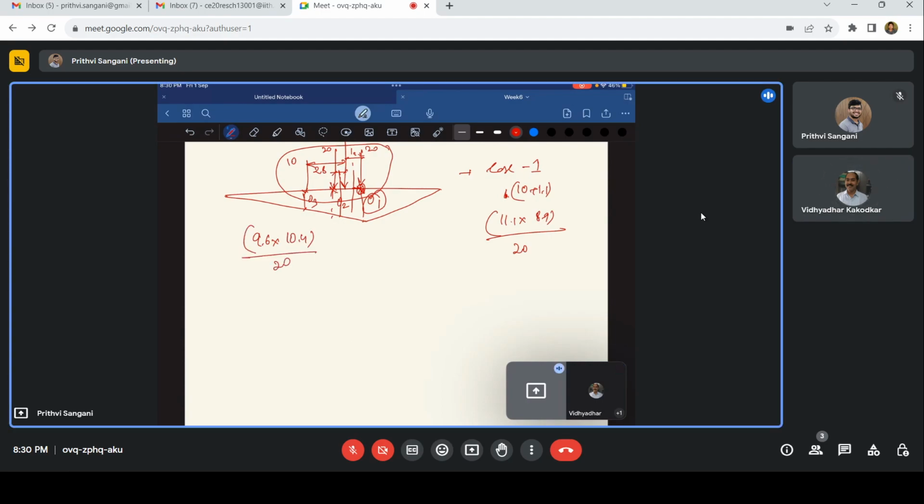So which one is greater? Obviously, I think 9.6 times 10.4 is 99.84. This is 4.99 something. And this is 11.1 times 8.9 divided by 20. This is 4.93.